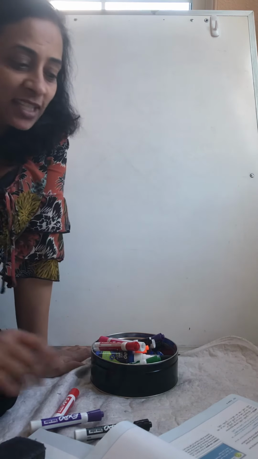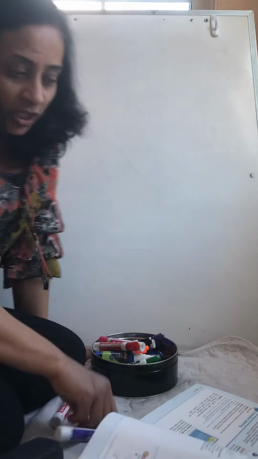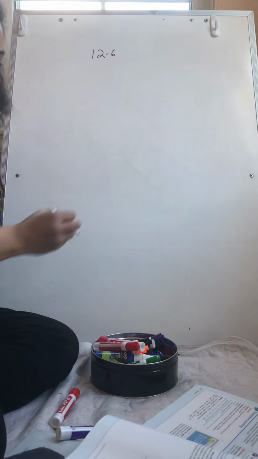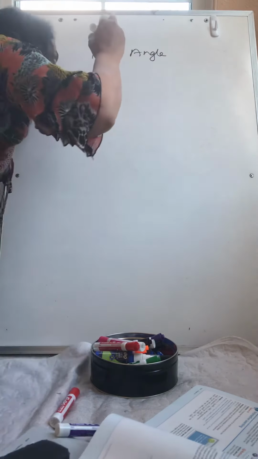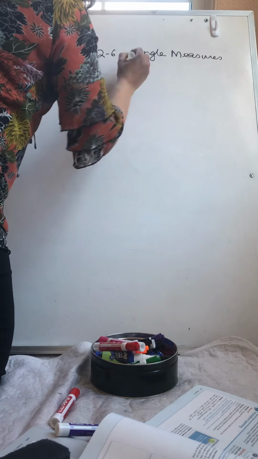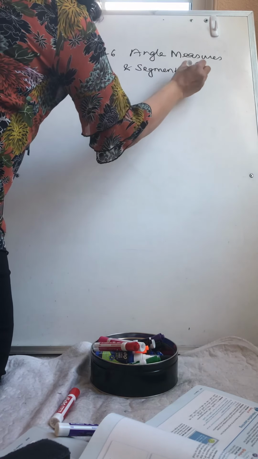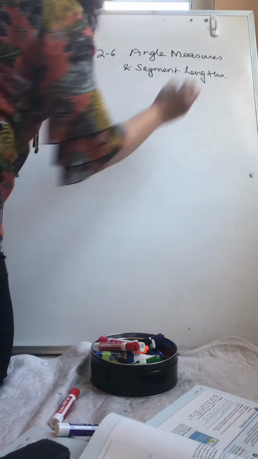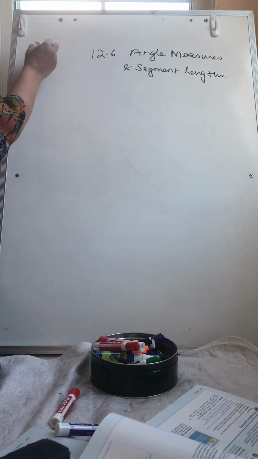Hi guys. So today we are going to do the last section in our circles chapter, and that is section 12.6, angle measures and segment lengths. This is in your volume 2 and it is on page 848.